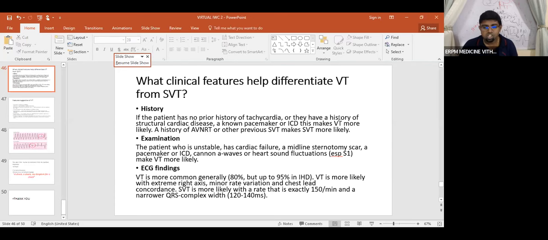In the ECG, VT is the common one. SVT with a bundle branch block, VT is common. If there is an extreme axis deviation, we will study what axis is, don't worry, VT is more likely. If the heart rate is sharp 150, SVT is more likely. I'll come back to this point again, don't worry.